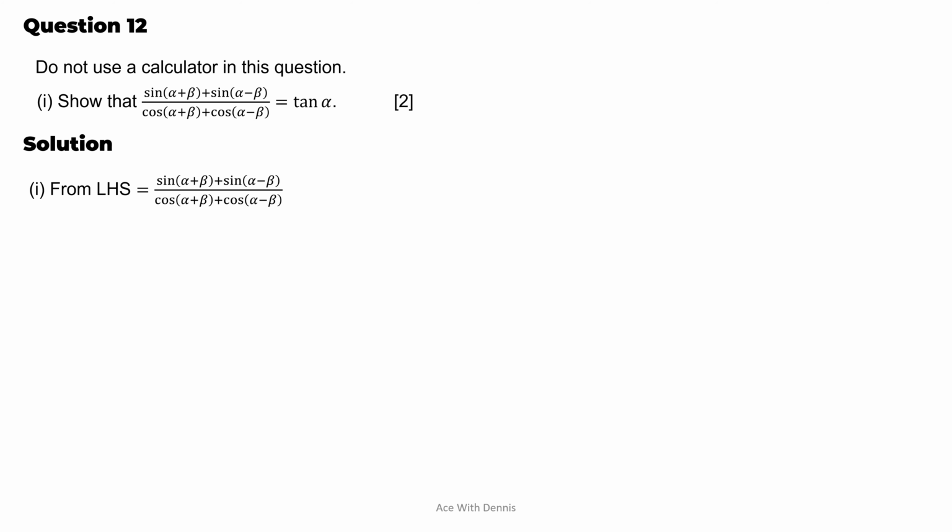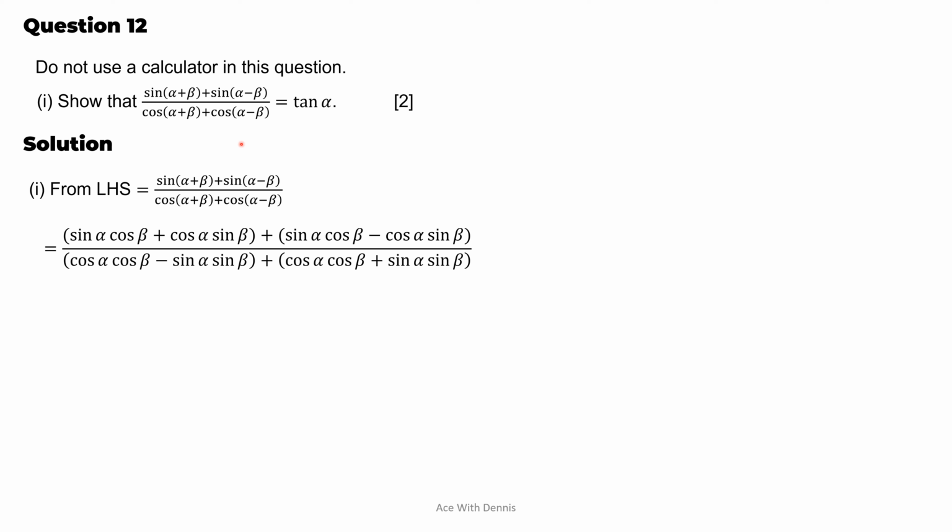Why do we start from the left hand side? Because we can apply some formula to reach the answer for tangent alpha. So from here we actually apply the addition formula. For the sine, it would be sine alpha cosine beta plus cosine alpha sine beta. The second one, sine alpha minus beta, is sine alpha cosine beta minus cosine alpha sine beta. For cosine alpha plus beta, we can change it to cosine alpha cosine beta minus sine alpha sine beta. And cosine alpha minus beta, we can change to cosine alpha cosine beta plus sine alpha sine beta.